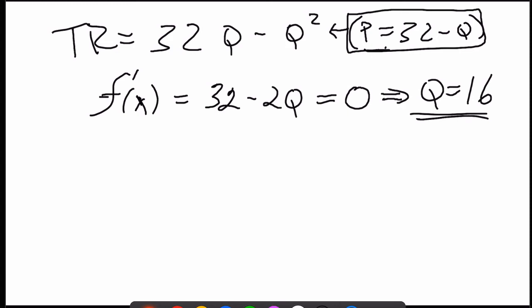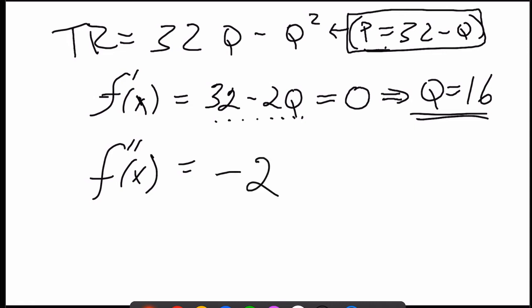We have to find the second derivative, and that means we take the derivative of this guy, and that's minus 2, which is always less than 0, right? Minus 2 is always less than 0. Therefore, this is a maximum.